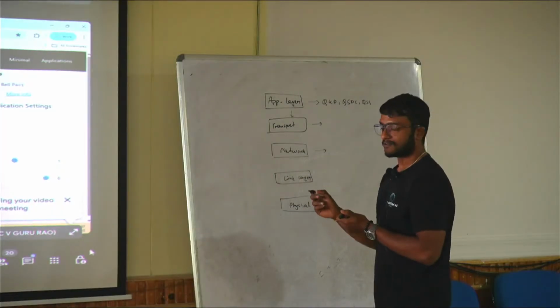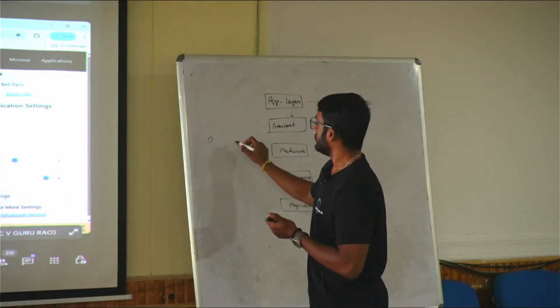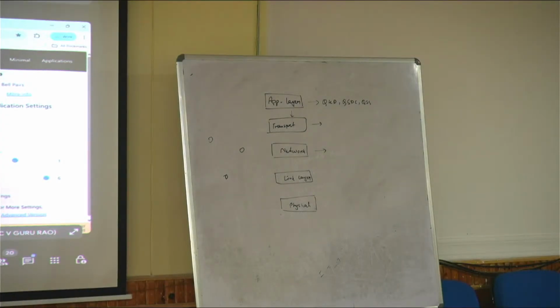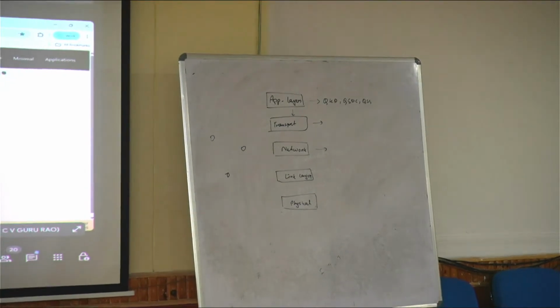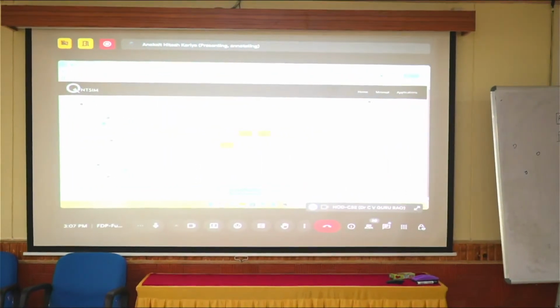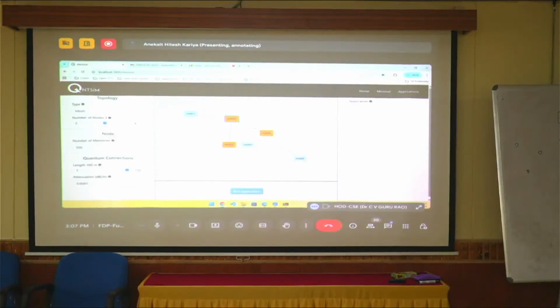Next is the network layer. What will the network layer do? For example, if I just make a graph over here, let me choose a mesh topology and increase the number of nodes. I'll just take something.